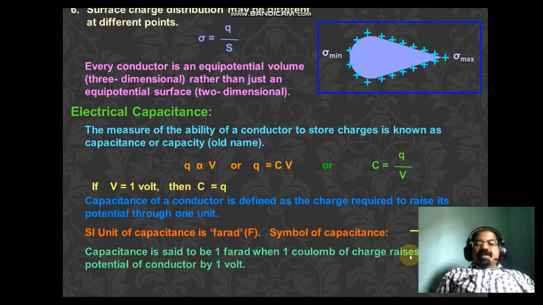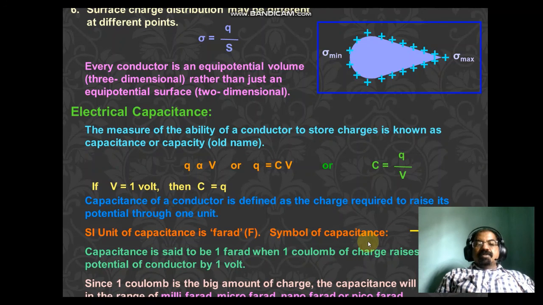Now capacitance is said to be 1 farad when 1 coulomb of charge raises the potential of a conductor by 1 volt. See here, it will be 1 farad only when this is 1 coulomb and this is 1 volt. Also, since 1 coulomb is a big amount of charge, practically it is very difficult, and the normal practical ranges are millifarad, microfarad, nanofarad and picofarad. Millifarad is 10 to the power minus 3, micro is 10 to the power minus 6, nano is 10 to the power minus 9 farad, and picofarad is 10 to the power minus 12.